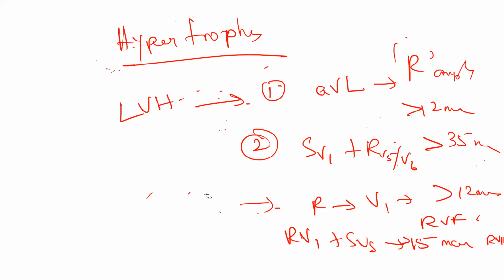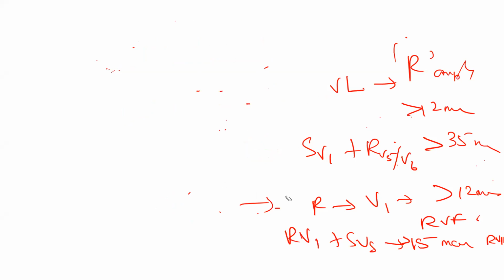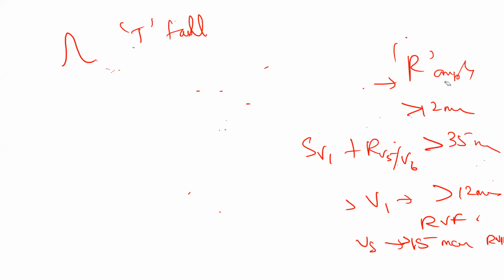Myocardial infarction. All right. So what are the hyperacute changes in myocardial infarction? The first thing you get is the tall T waves. Tall T waves, that's the first hyperacute change.